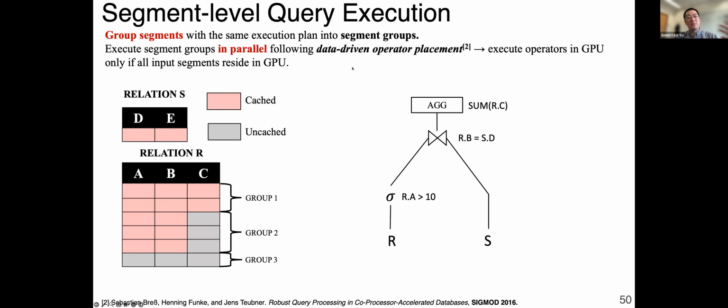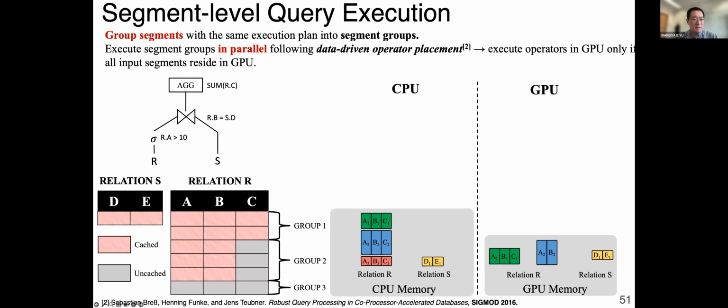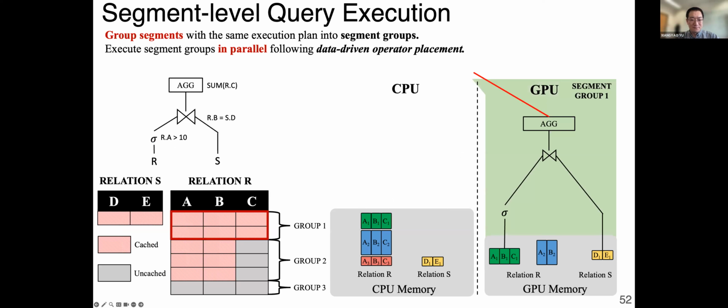The different groups will have a different execution plan, and they will also incur different behavior across the two devices. So for example, let's first see group one. The execution plan for group one will be entirely in GPU. You do the selection, the join, the aggregation, and then finally you send the aggregated result back to CPU. This makes sense because everything is cached, so you can run everything in GPU.